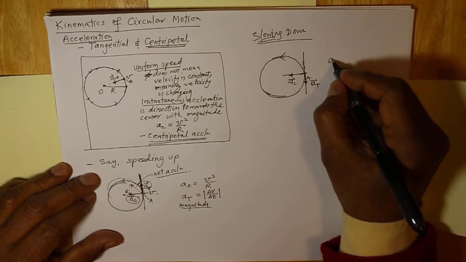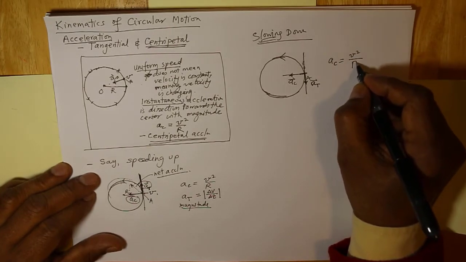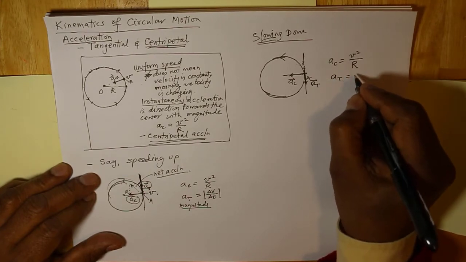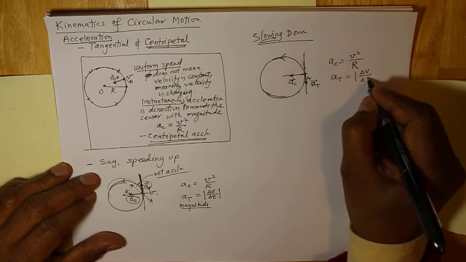So A sub c will still be given by the same kind of magnitude formula, but the magnitude of A sub t will be how quickly the speed is changing.